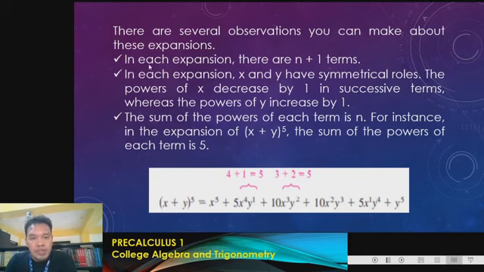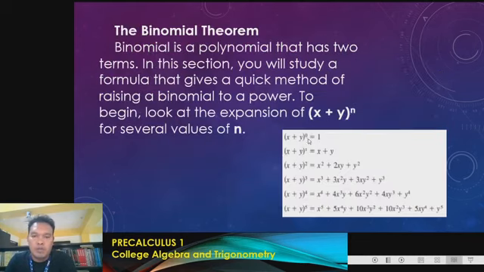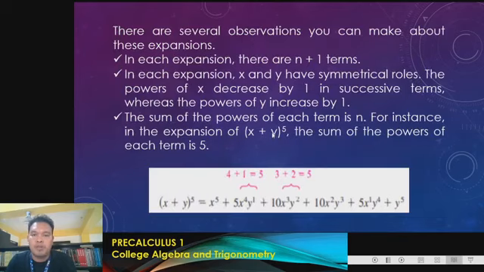So, in each expansion, there are n plus 1 terms. So, dito, we have n plus 1 terms. Ito yung term na tinatawag dyan. No? n plus 1. So, we have 0 term pa dito, then first, second, third, fourth, and fifth term. Yung kapag yung exponent, no, yung sinasabi na n plus 1 terms. Then, in each expansion, x and y have symmetrical roles.